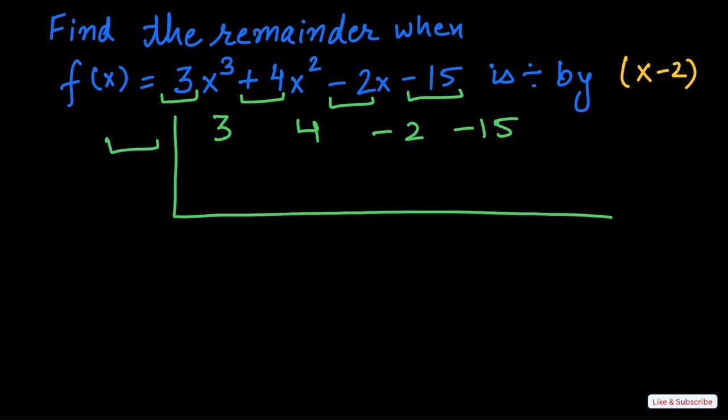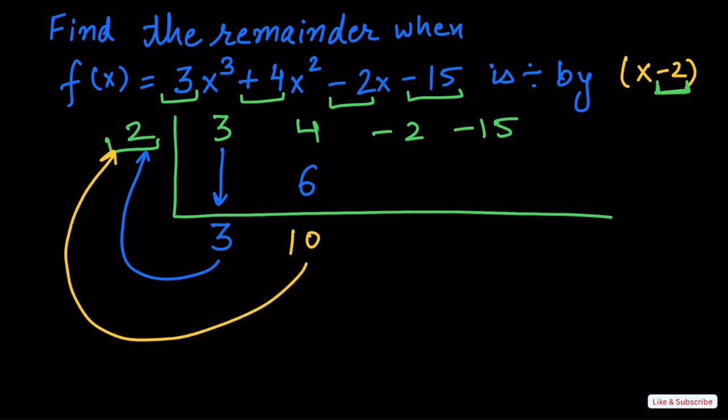Now what number will go outside? We'll switch its sign, or we'll find the zero of this divisor. So this gives me 2. As everyone knows, the first number drops down as it is, so that comes out 3. Now we'll multiply the number at the bottom with the number on the side. So 3 times 2 gives you 6. We'll write it right below the next number. Add them up. What is 4 plus 6? That gives you 10. Now what is 10 times 2? That is 20, right under the next number.